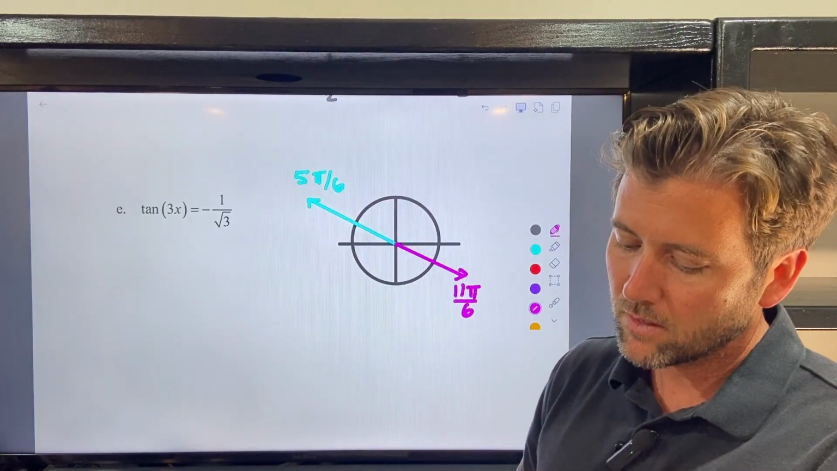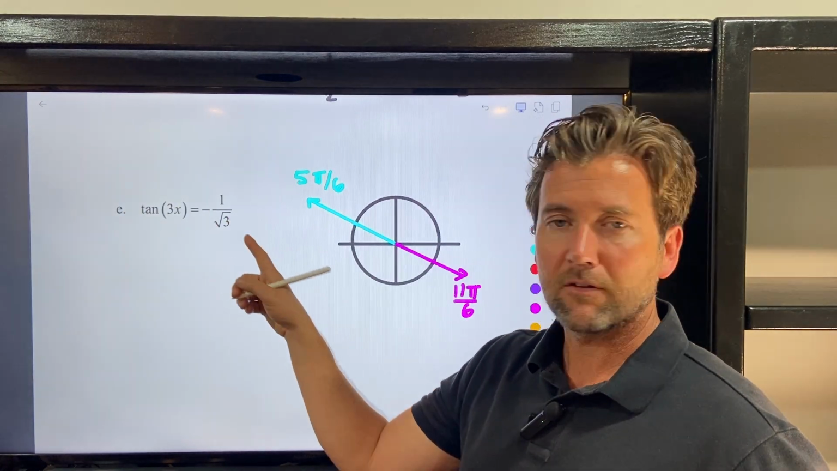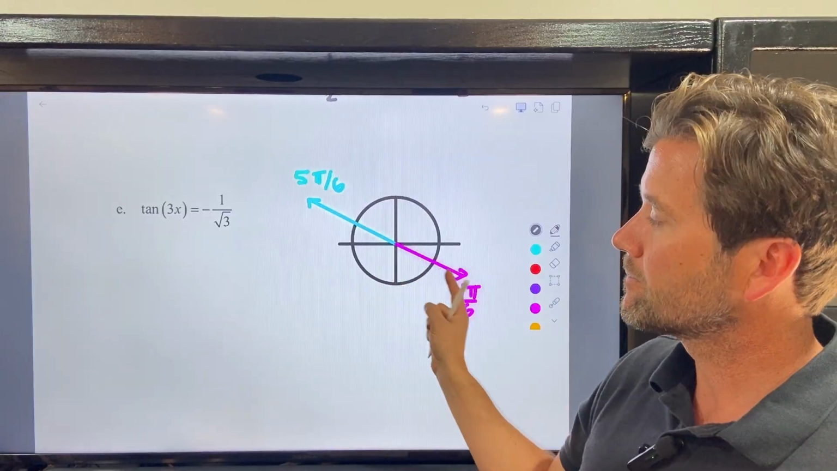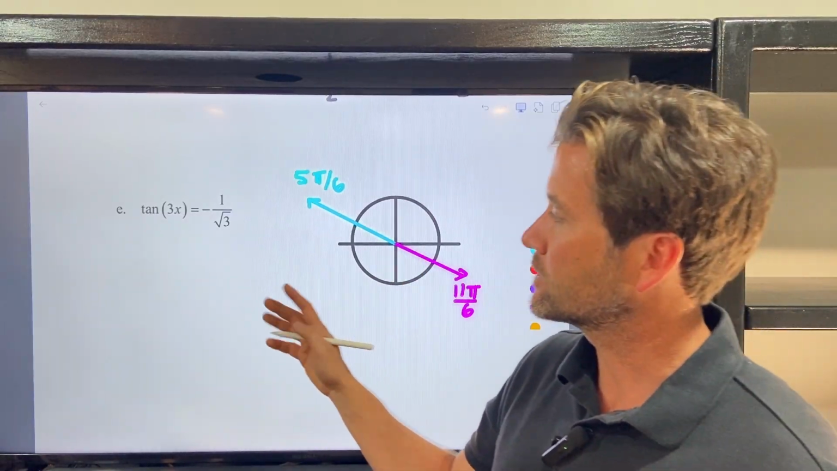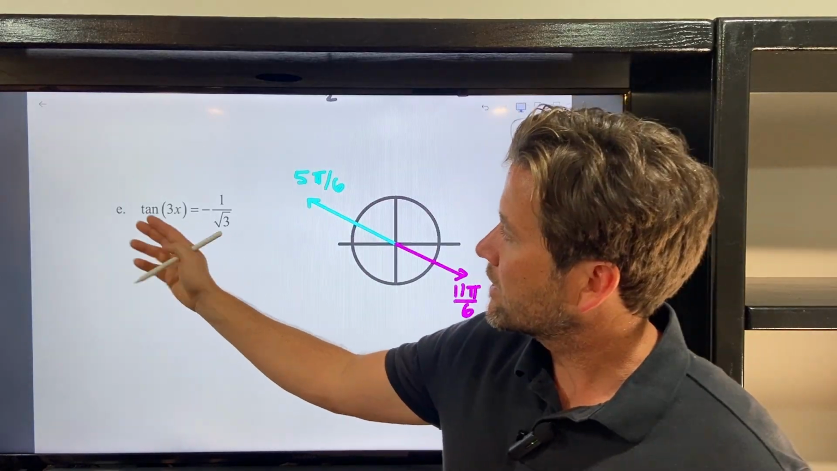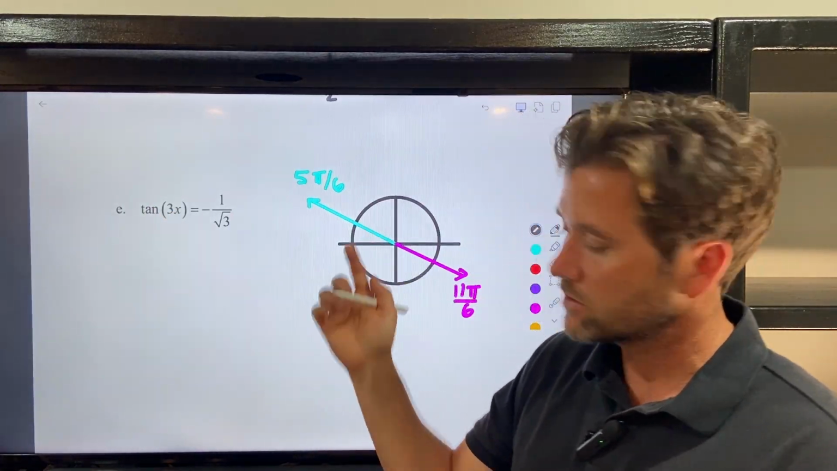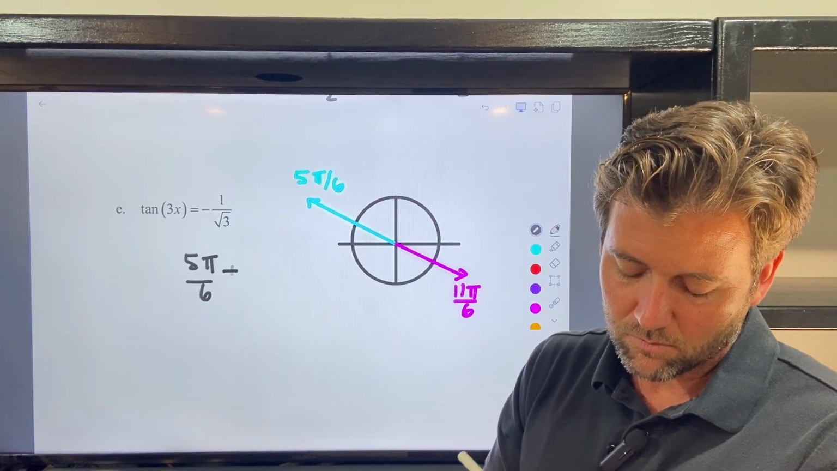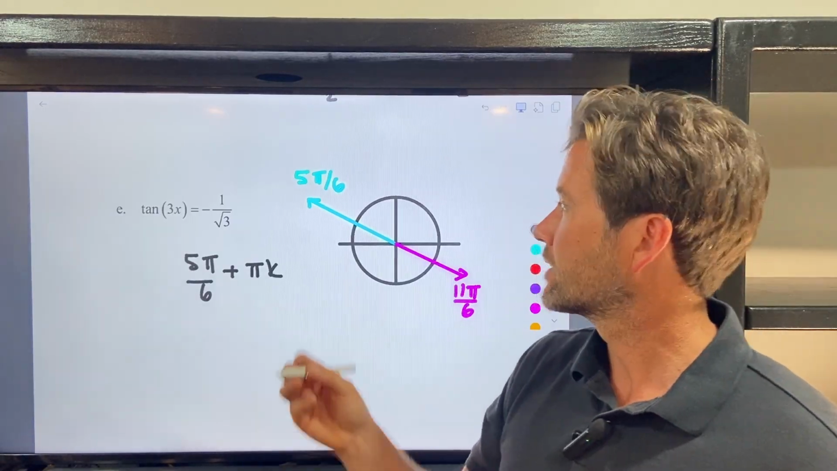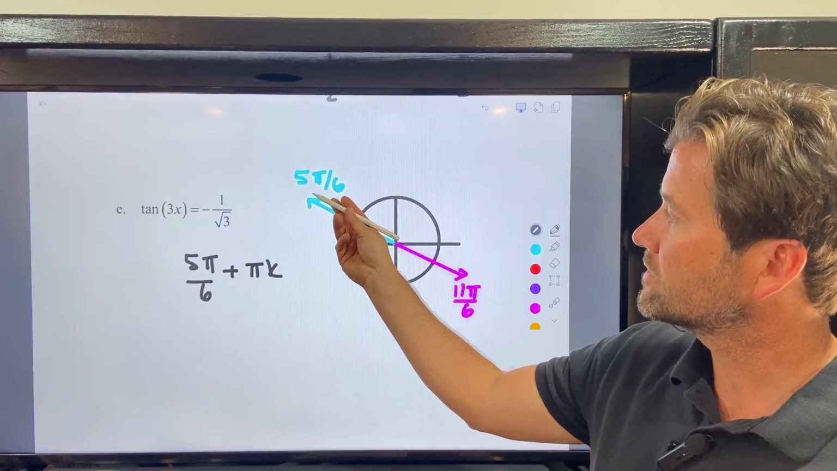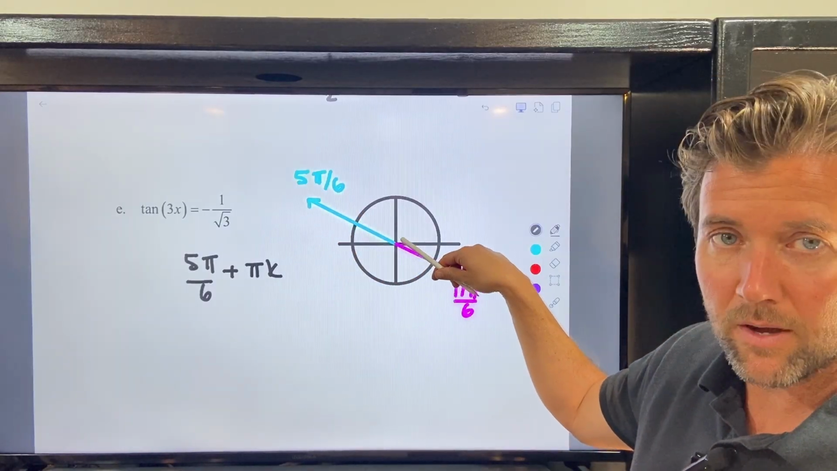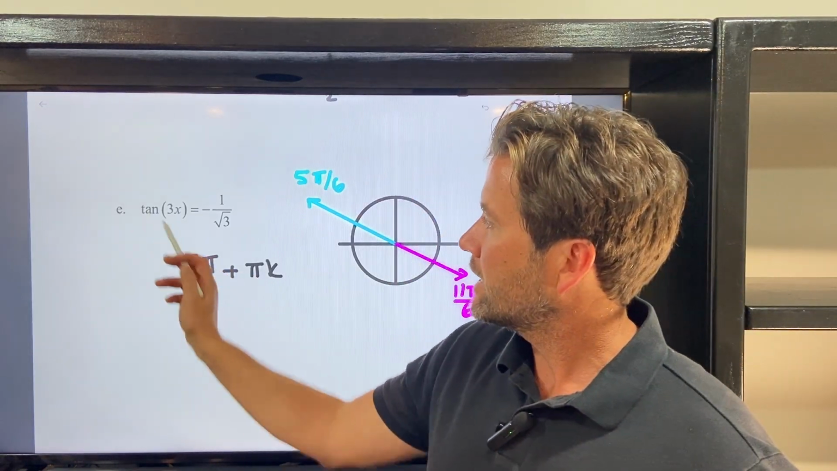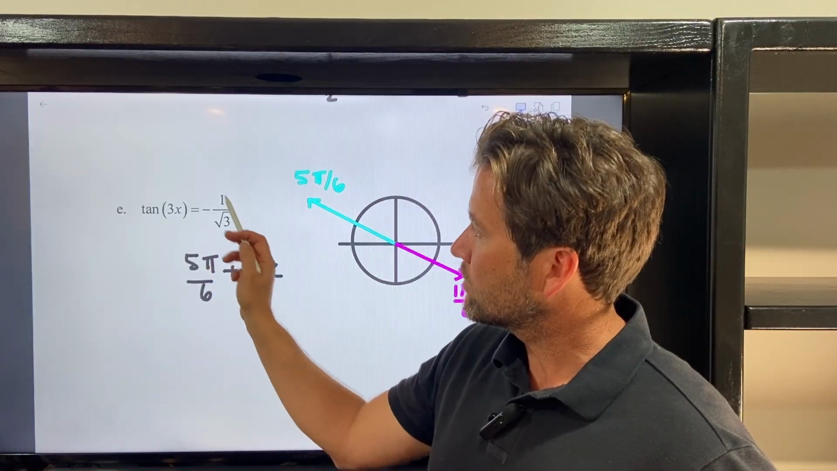So, yes, you could take the arctangent of both sides, and the arctangent of this would be this angle here, and that would be actually negative pi over 6. But what I'm going to do is, I recognize that the solutions to this is 5 pi over 6 plus pi k. This is 5 pi over 6. To go from this angle to here is pi. From the pink one to the blue one is pi again, over and over again. Tangent of these angles will equal negative 1 over rad 3.